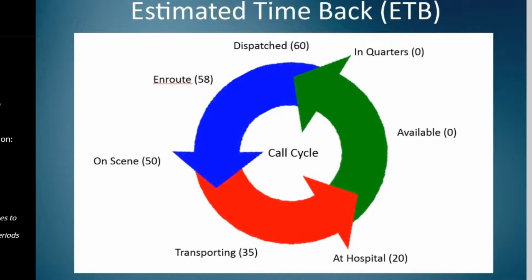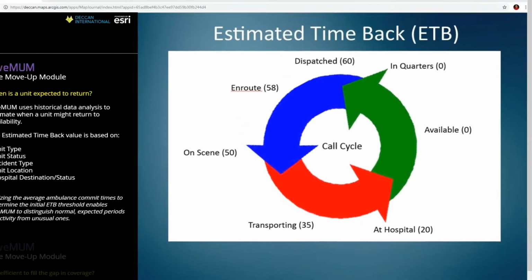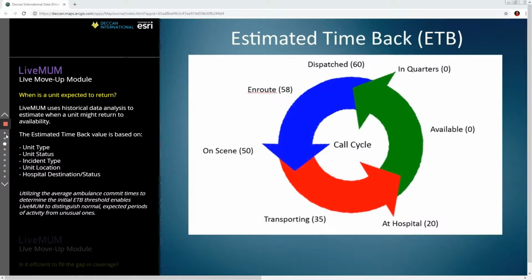However, if another ambulance is about to offload a patient at hospital after waiting for several minutes, then they may be available again shortly. In order to be very efficient about which areas require coverage, LiveMUM assigns an estimated time back value to each ambulance. If the nearby estimated time backs are quite high, LiveMUM may consider performing a move-up. However, if an ambulance is expected to be available within a short time, it would not make sense to drive another ambulance from several minutes away to come and cover.